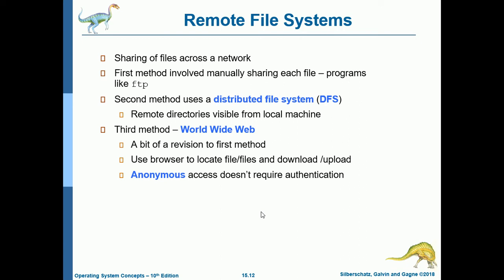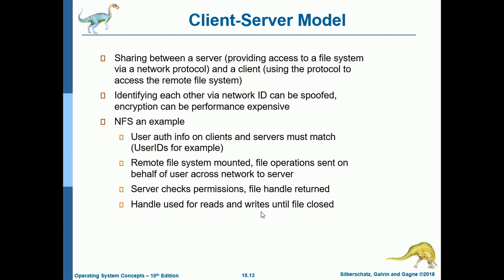So that is the third method for remote file systems. Next, we have the client-server model, which is sharing between a server and a client. The server is the one providing access to a file system via a network protocol, and the client is the one using the protocol to access the remote file system.